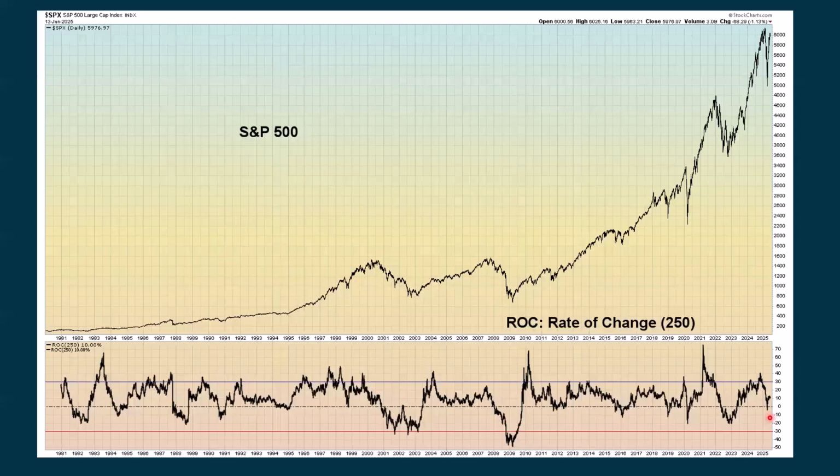This is that same chart, but it goes all the way back to 1980, showing that we're above 0 and just kind of chopping sideways currently.